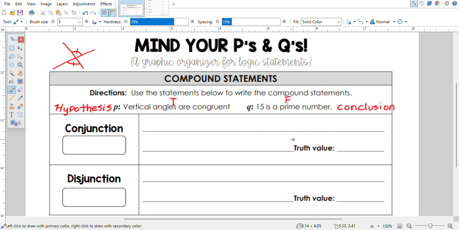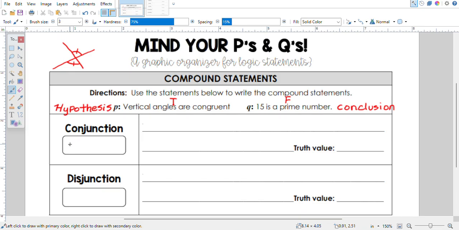With that being said, we are still going to write some conjunctions and disjunctions. They might not make a lot of sense, but I'm still going to show you how we write them and how we think about them. Sometimes our hypothesis and our conclusion might not necessarily seem like they go together, but we still write the statements and we can still evaluate them.